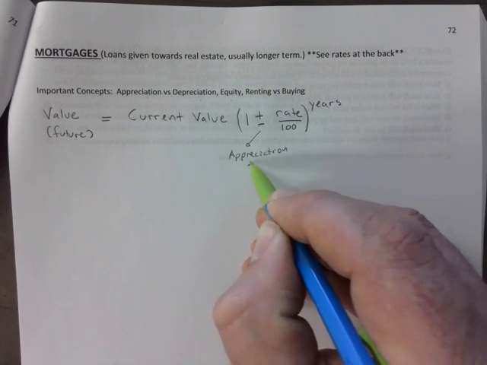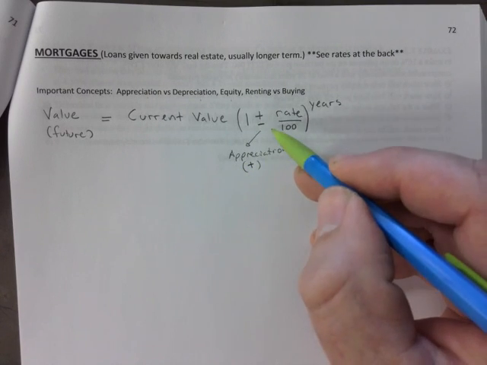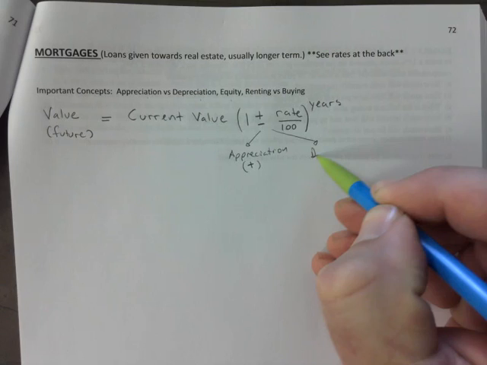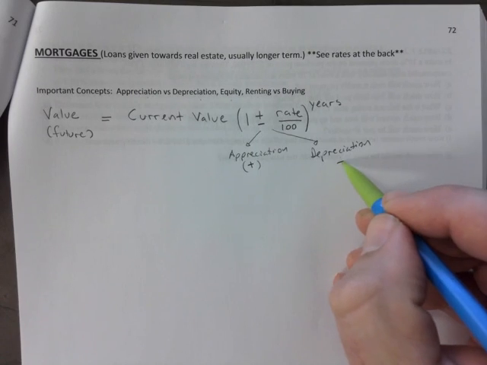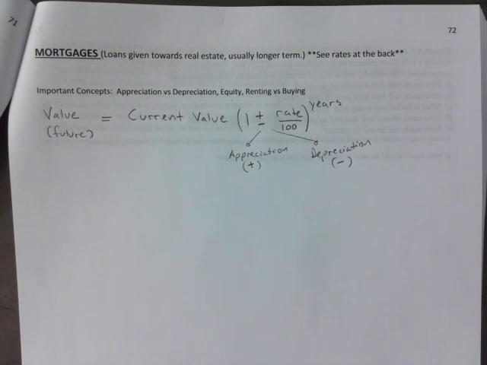Appreciation, we use the plus. Okay, I hope you understand that. Depreciation, something is losing in value over time, you go minus. Okay.